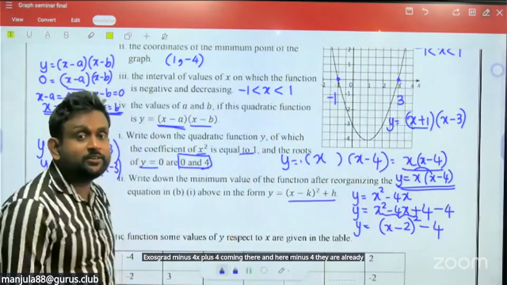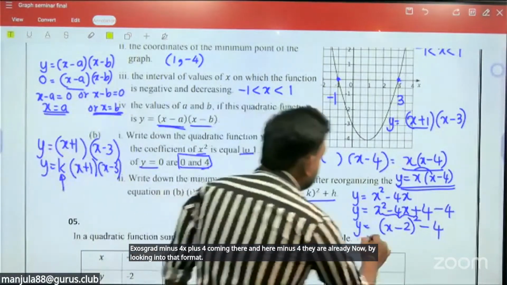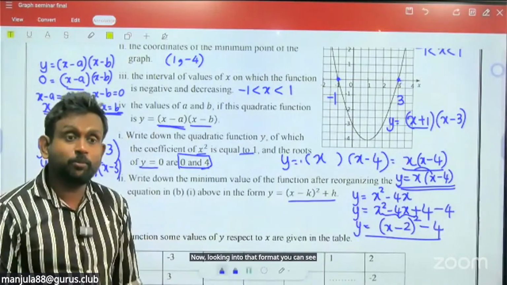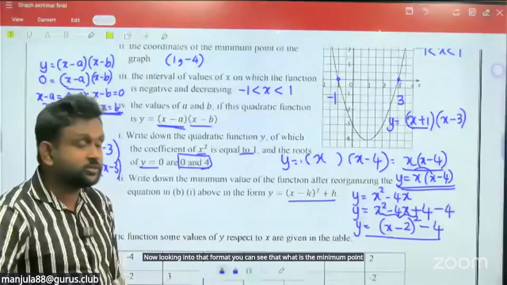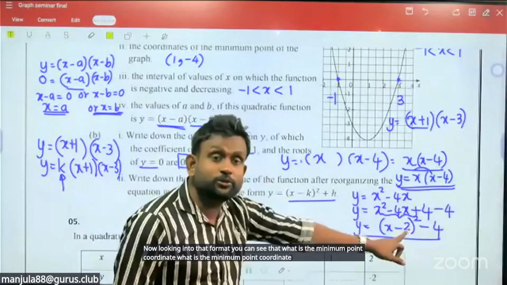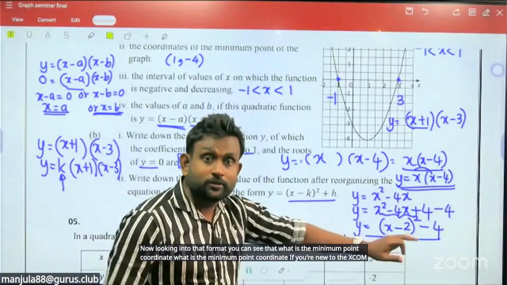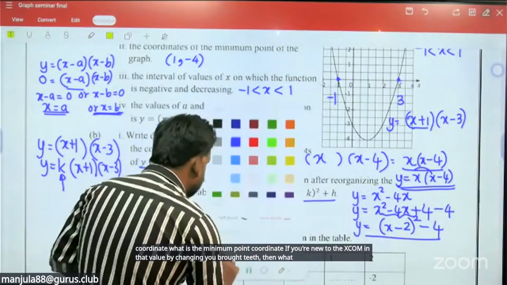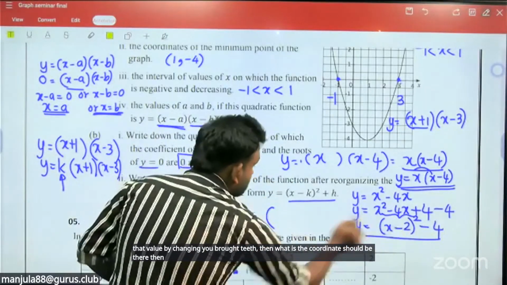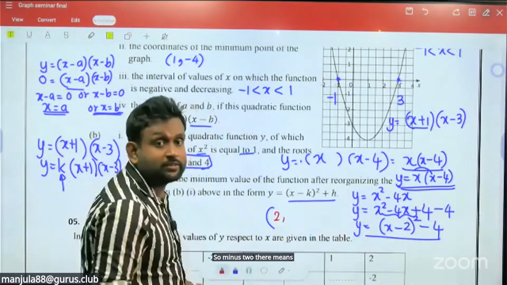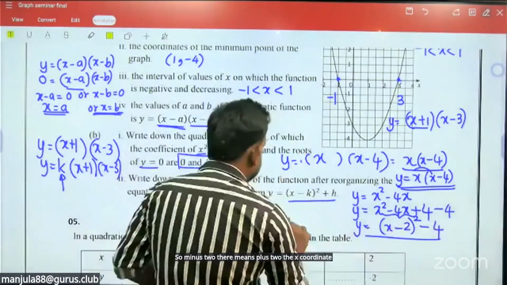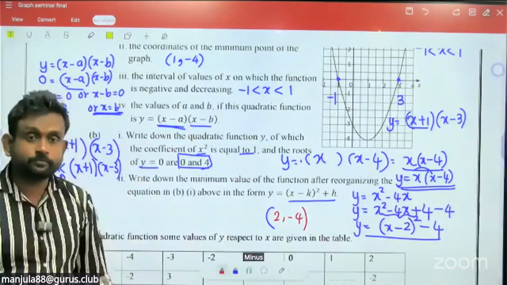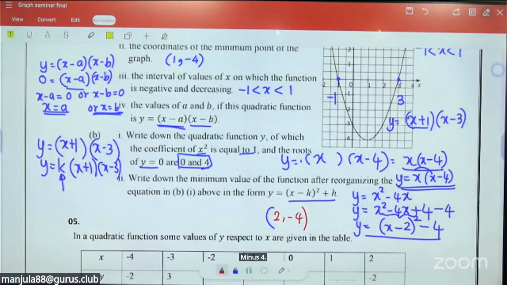Now by looking at that format, you can see what the minimum point coordinate is. What is the minimum point coordinate? Here, near the x, the value is changed in sign. Then what should the coordinate be? So minus 2 means plus 2 is the x coordinate, and minus 4 is the y coordinate, as it is, minus 4. Correct.